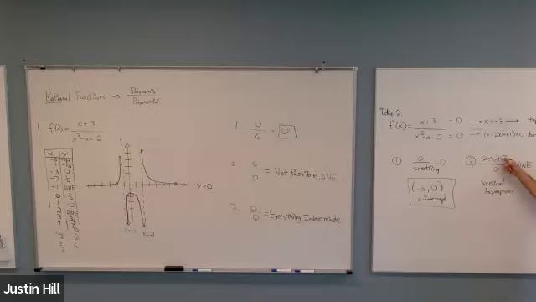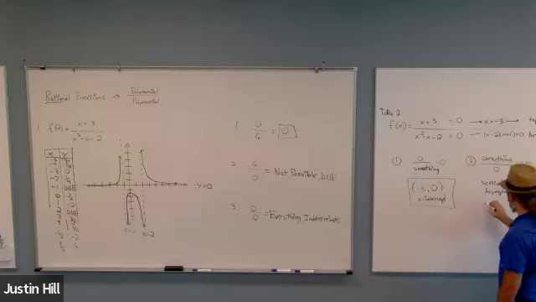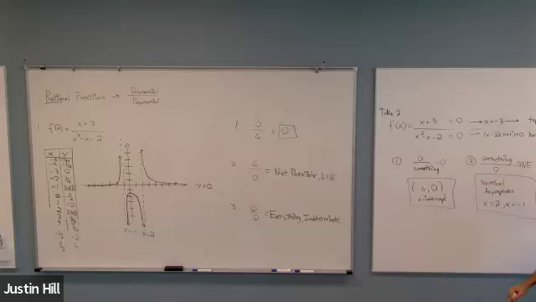Second scenario, something over 0. So what makes the bottom of the fraction 0? 2 and -1. So those are my vertical asymptotes. X equals 2, x equals -1. You do this first, you already know that with the graph, and we can write that in on the table.